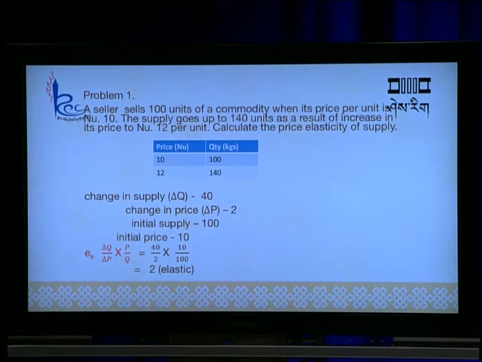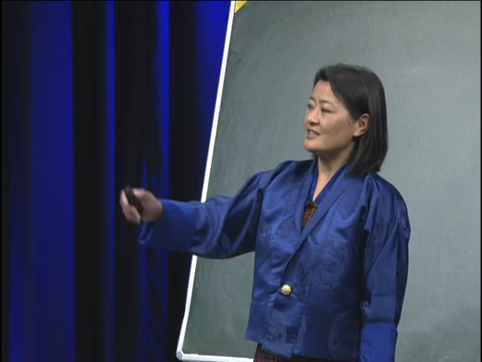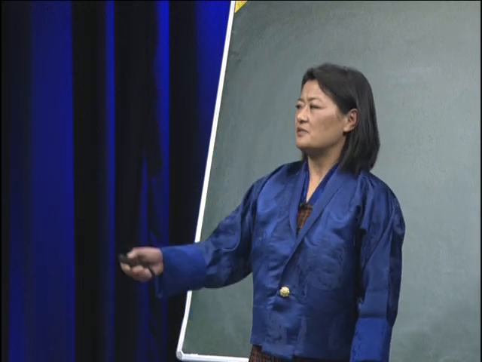As we have already learnt in the previous lesson, if the elasticity is more than 1, it is elastic. If it is equal to 1, it is unitary, and if it is less than 1, it is inelastic. Now, in this case, elasticity is 2, it is elastic, which means the supply is more sensitive to the changes in price.